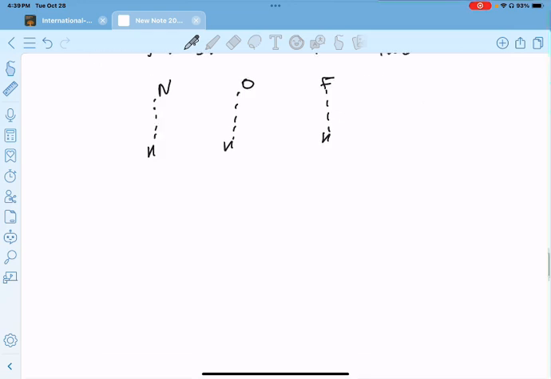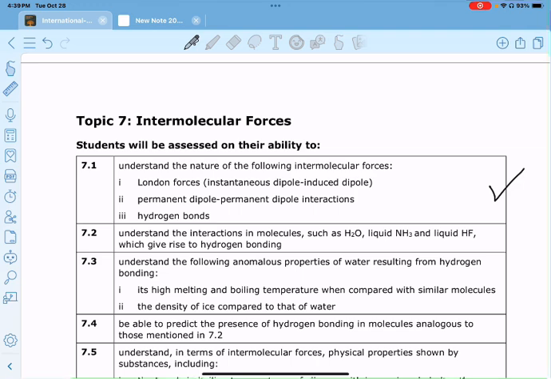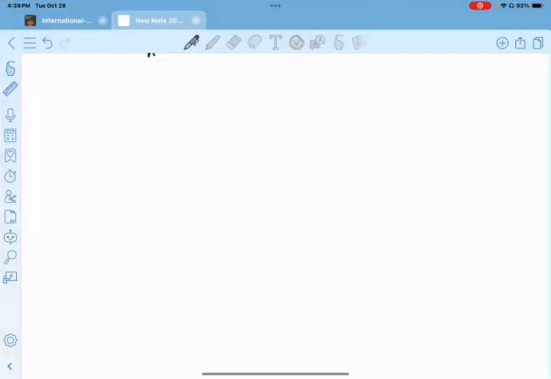Let's look at it in detail, okay? Let me just take this first. Understand interactions in molecules such as H2O, NH3, and HF, which give rise to hydrogen bonding. We just talked about these actually. Let's just cover it though.